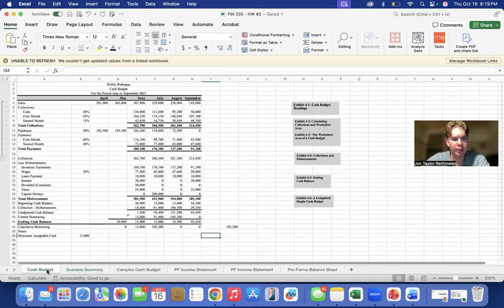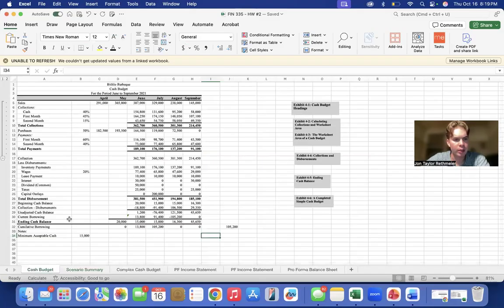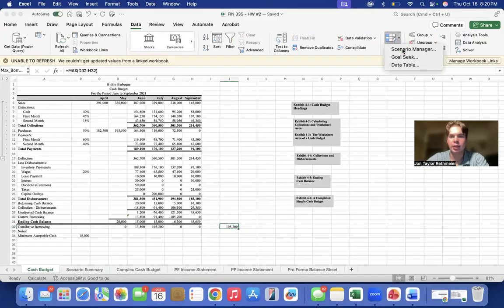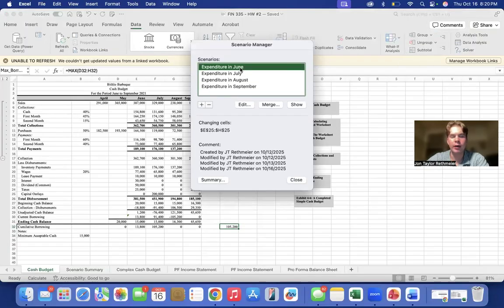So for the cash budget, we figure out our cumulative borrowing and with our minimal acceptable cash. For the functions, we use MAX of D32 through H32 over here. And we then go to Data, What-If Analysis, Scenario Manager, and then over here we have the expenditures.